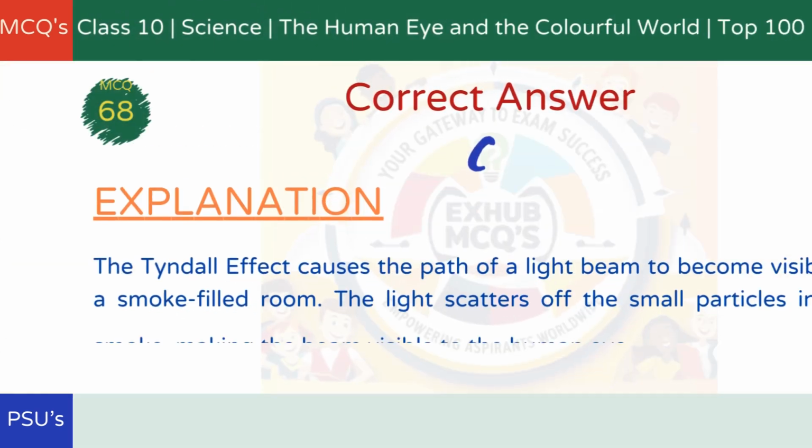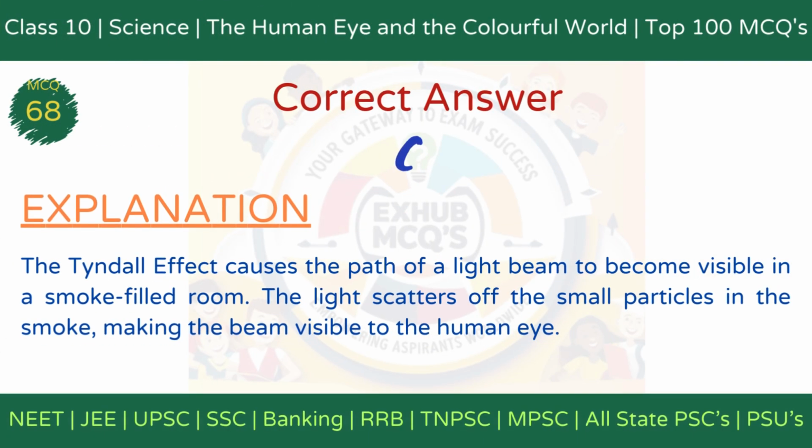The correct answer is option C, Tyndall effect. Explanation. The Tyndall effect occurs when light scatters off small particles, like those in smoke or mist, making the beam of light visible. This phenomenon is common in smoke-filled rooms or dense fog.